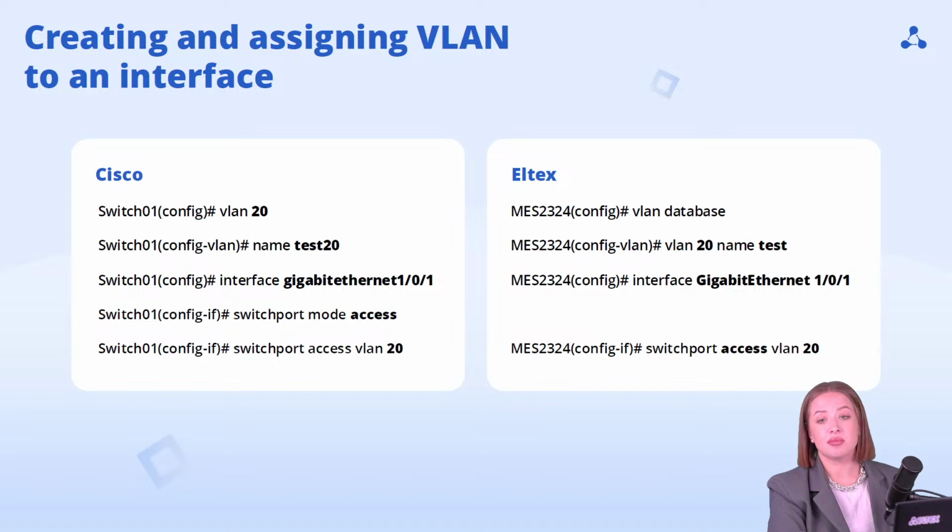This slide demonstrates how to create a VLAN by specifying its name and associating it with an interface in access mode. To create a VLAN on the LTAC MES switch, the VLAN command is used, in our case with the name and, for example, with the number of our VLAN. This command can be executed either from the VLAN database configuration mode or from the global configuration mode as well.